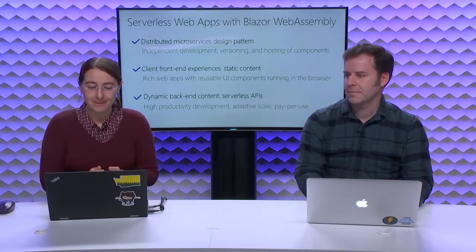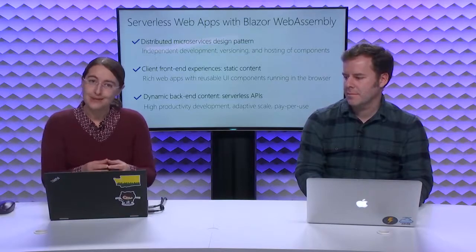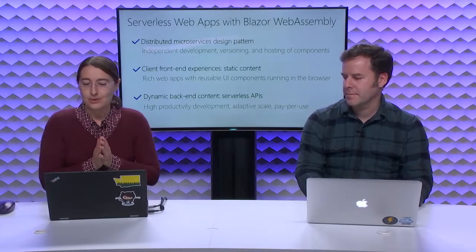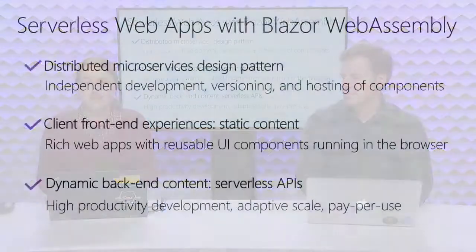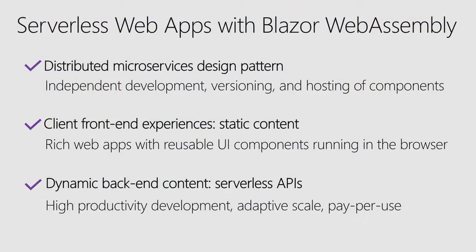in your development. Now when we go to the client, the front end, you can use Blazor WebAssembly to create rich web apps. They have reusable UI components that are running directly in the browser. You can implement your dynamic backend, your serverless API with Azure Functions, and this way you get high productivity development, especially with our programming model that is able to streamline development. And you also get the benefit of adaptive scale, dynamic scale that is based on events, which enables you to pay only for what you use.